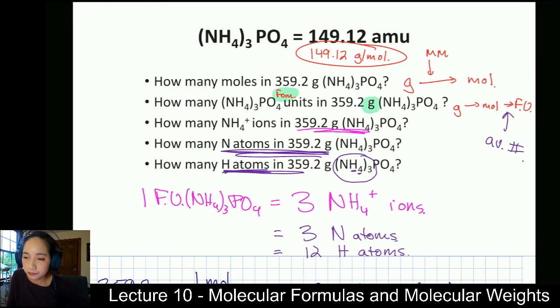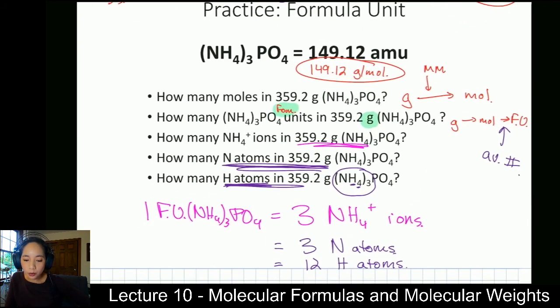Avogadro's number. All right, so I will provide a handout where you can practice navigating moles of substance, grams of substance, molecules or formula units of different substances, and using those ratios. This is a very important skill to learn, and I can promise you there will be a question like this on midterm 2 where I give you the mass of something and you need to figure out how many atoms of something is present.